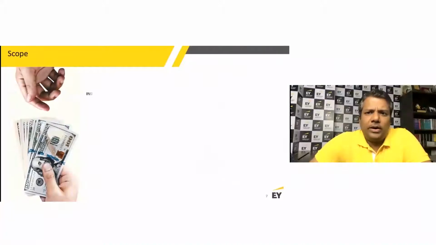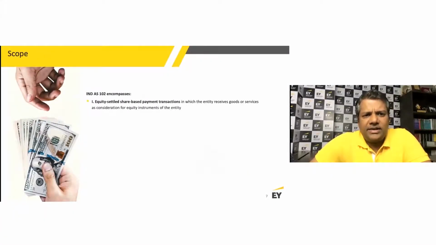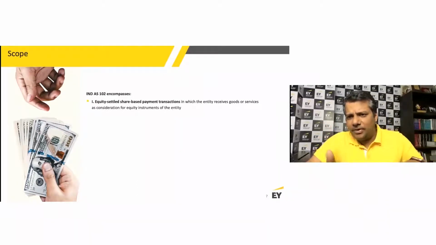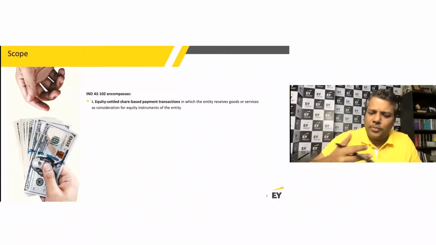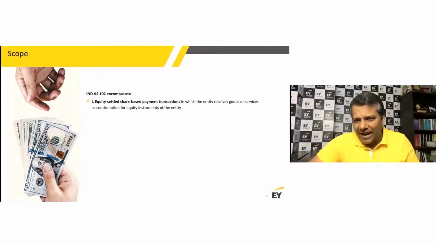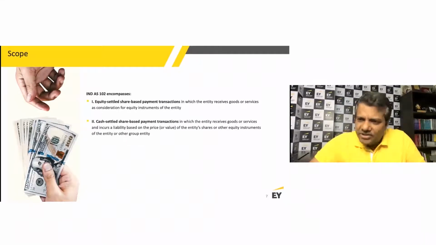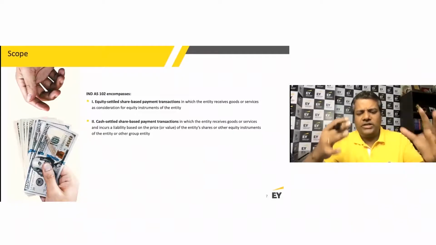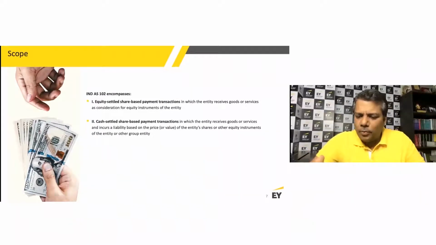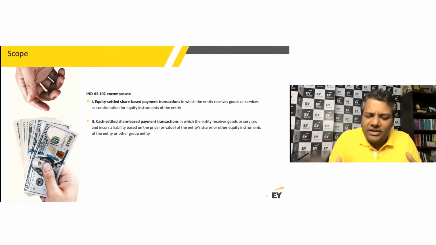All right. So what all does it encompass? Equity settled share-based payment arrangements. What is an equity settled share-based payment arrangement? Where you settle the transaction between the employer and the employee, or the employer and the non-employee, by way of issuance of shares. Then, a cash settled share-based payment transaction, in which you settle the transaction between the employer and the employee, or the employer and the non-employee, by giving cash or other assets of the company. Either by giving cash or by other assets.